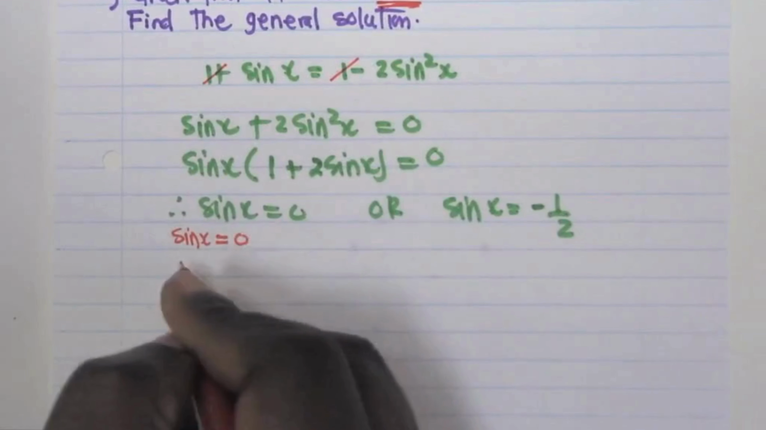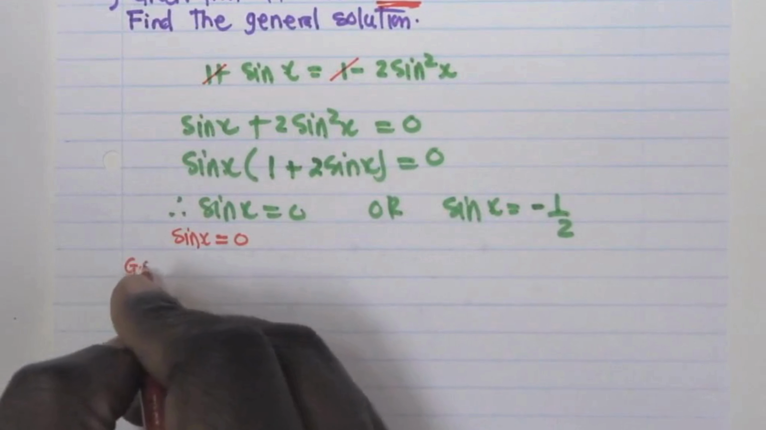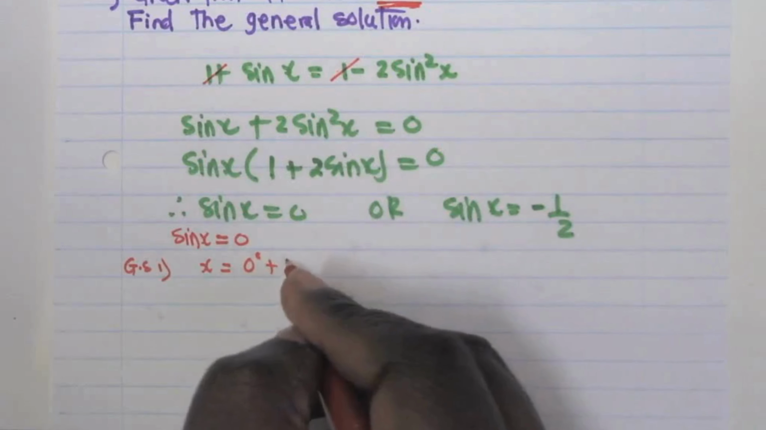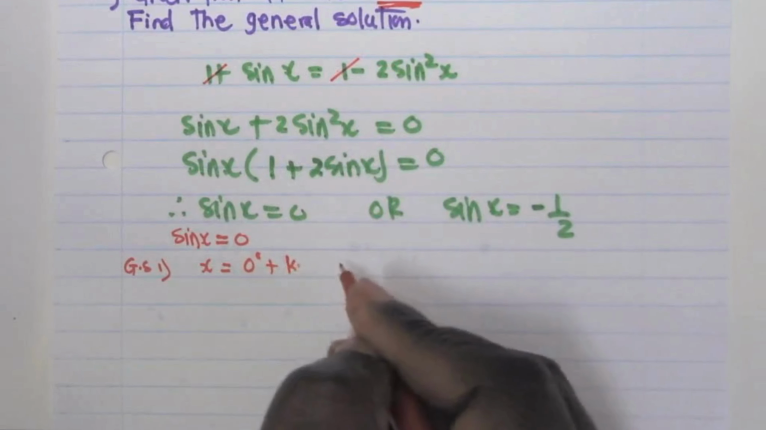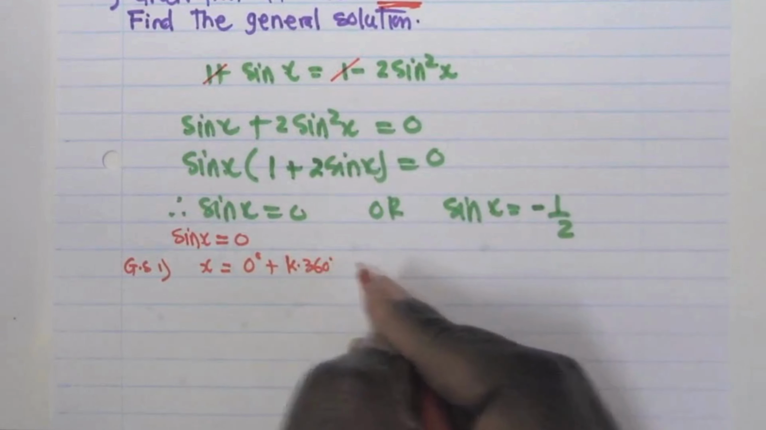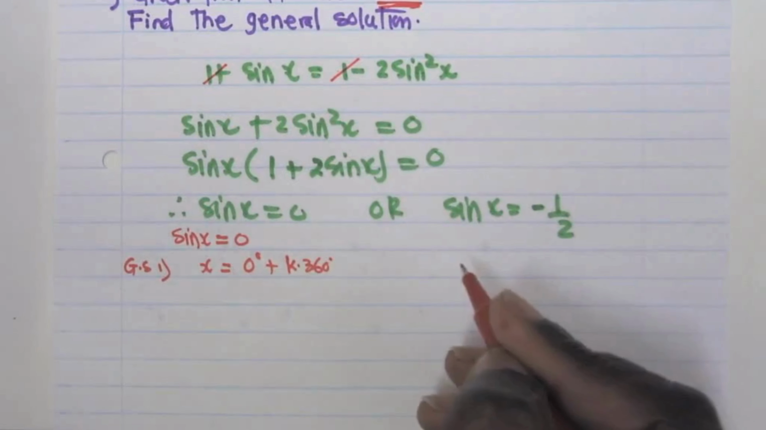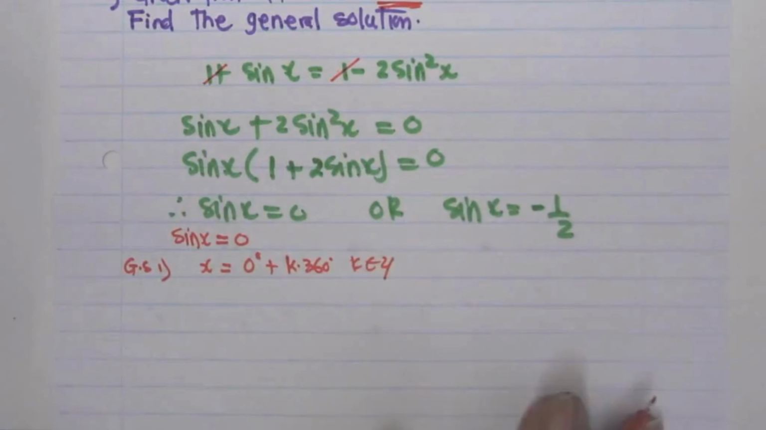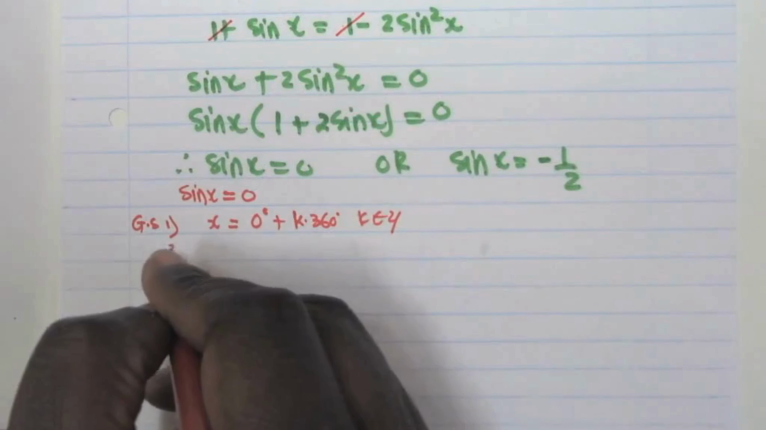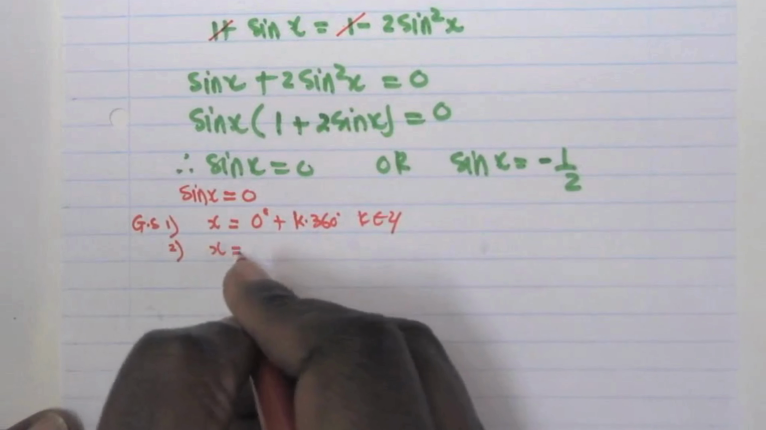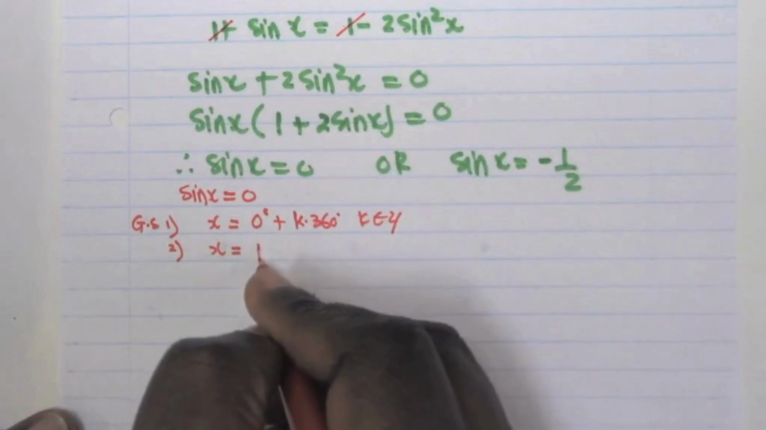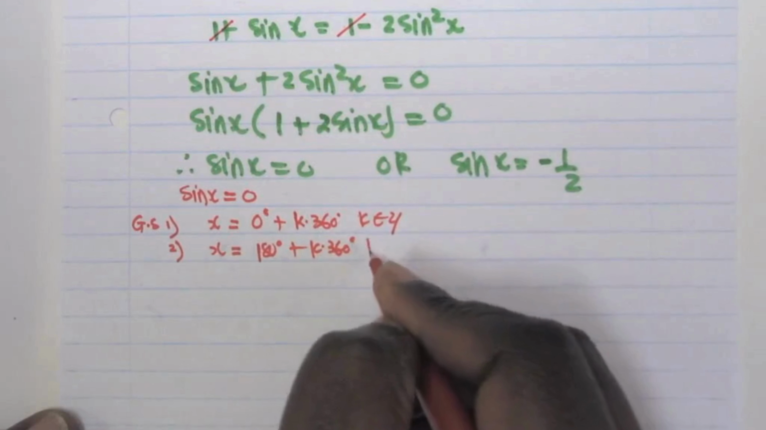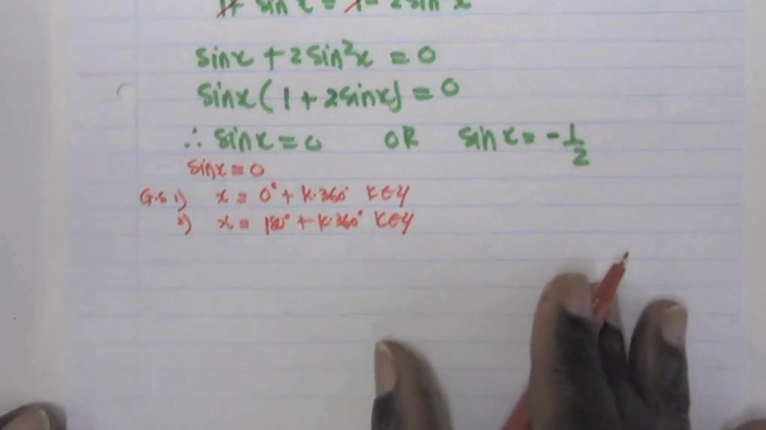sine x is equal to 0, I'm going to see that I've got 2 general solutions here. The first one is going to be x is equal to 0 degrees plus k of 360 degrees, where k is an element of integers. And then the second one is going to be x is equal to 180 minus 0, which is going to be 180 plus k of 360 degrees. And again, k is an element of integers.